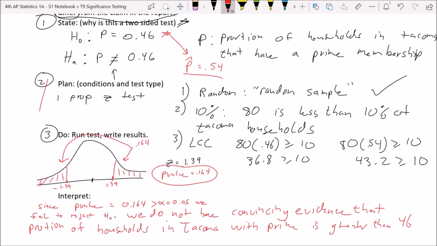Okay, now we do have some evidence, okay, but specifically we do not have convincing evidence. Okay, we talked about that right here. So sometimes we would say something like, while we do have some evidence that the proportion of households in Tacoma with prime is greater than 46%, based on this p-value, we do not have convincing evidence of that fact.